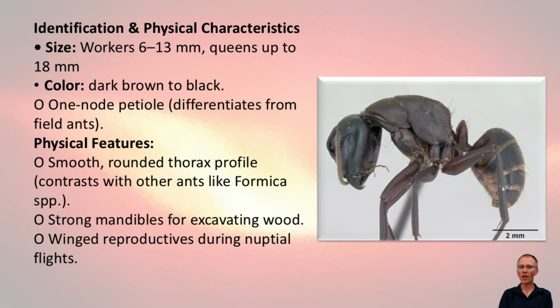Identification and physical characteristics. Size: workers, 6 to 13 millimeters; queens up to 18 millimeters. Color: dark brown to black. One node petiole, differentiates from field ants. Physical features: smooth, rounded thorax profile, contrasts with other ants like Formica spp. Strong mandibles for excavating wood. Winged reproductives during nuptial flights.